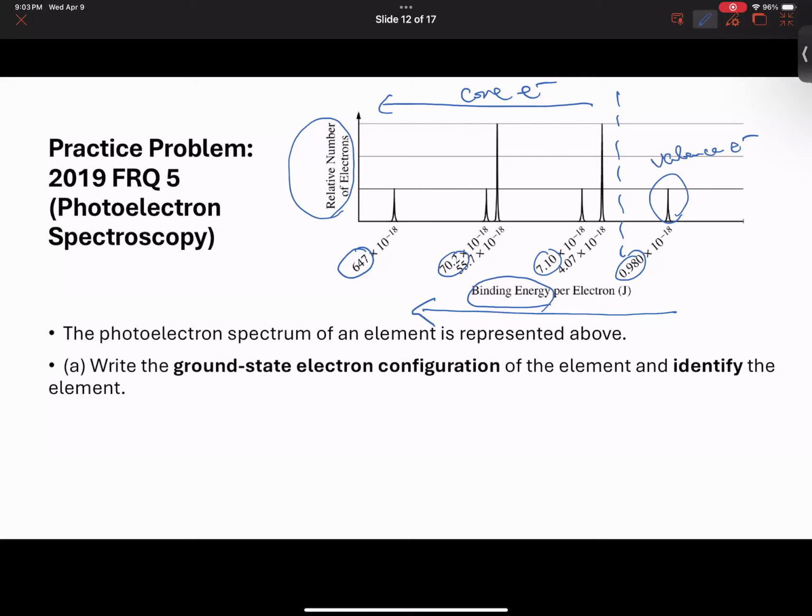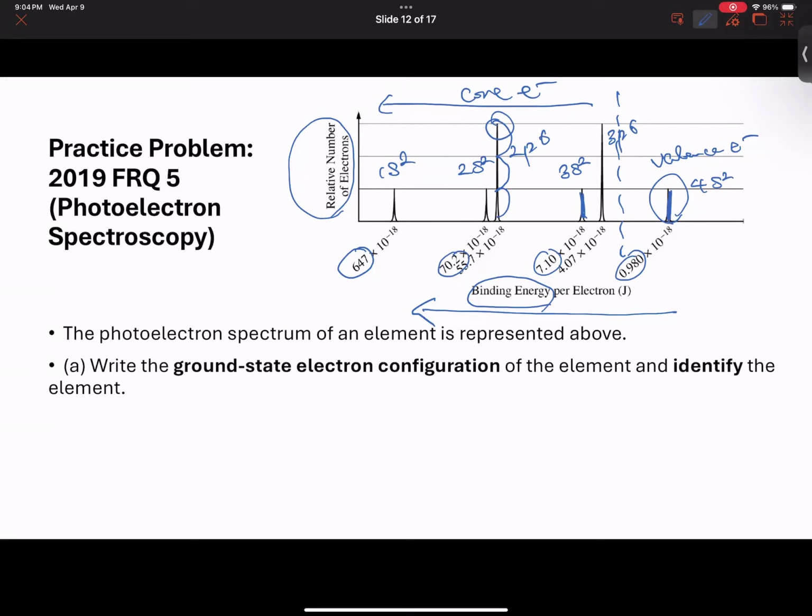Okay, now let's get started. Here this one must be 1s. In the 1s subshell we have only 2 electrons. 2s, 2 electrons, and 2p, 6 electrons. That's why the peak is 3 times, 1, 2, 3 times. 2 times 3, 6 electrons right there. Next one is 3s, 2, and 3p, 6. Next one must be 4s, 2, because the height is the same as this one, and it must have 2 electrons.